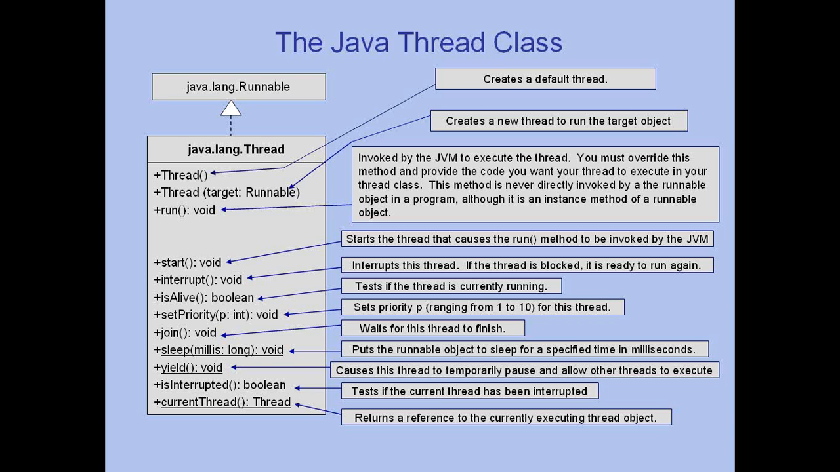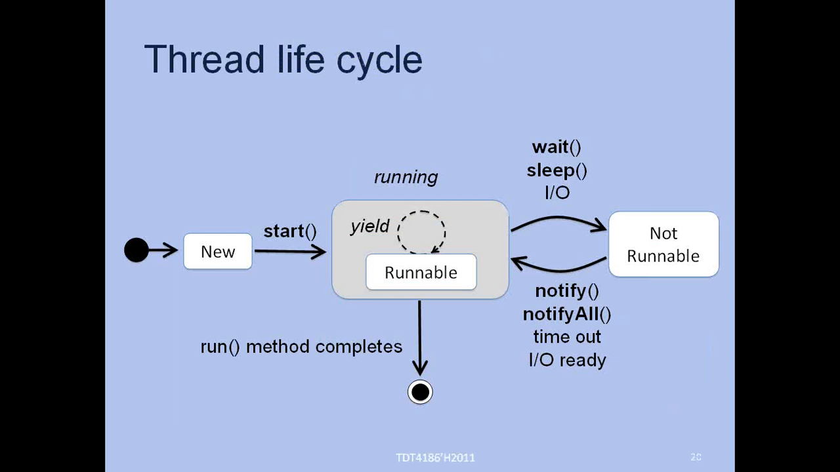Don't worry about this description. When we come to the specific example, I will tell you what each one of those does. What is sleep, what is yield, what is current thread, is alive. I'll explain all those. Let's look at the life cycle of a thread.